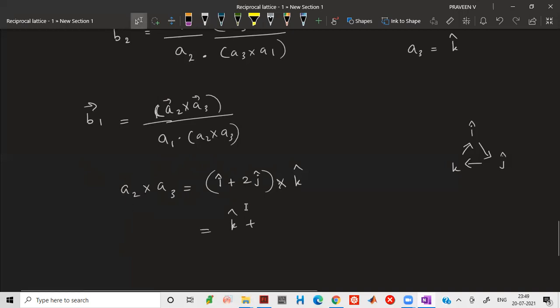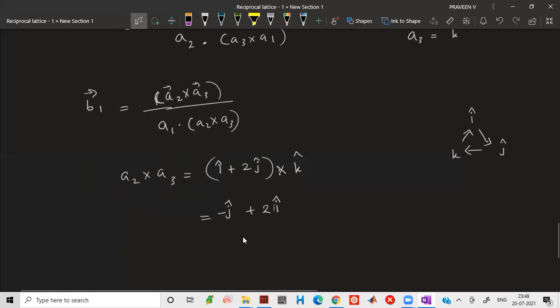One second, I made a mistake here. Sorry about that. So here we have to find i cross k. i cross k moves in the opposite direction, so that will be minus j. Then we have to find j cross k. j cross k is i. There's a 2 already here, so that will be 2i.